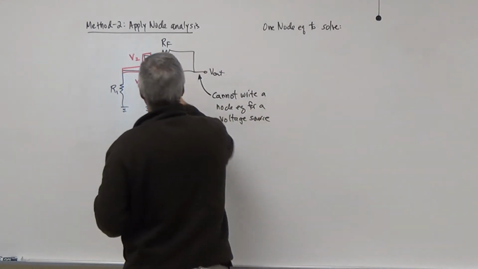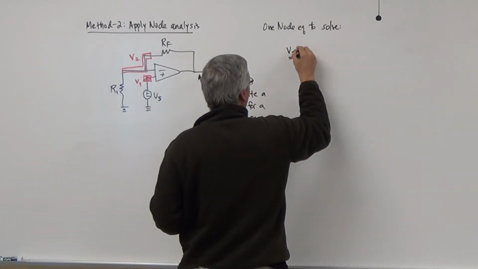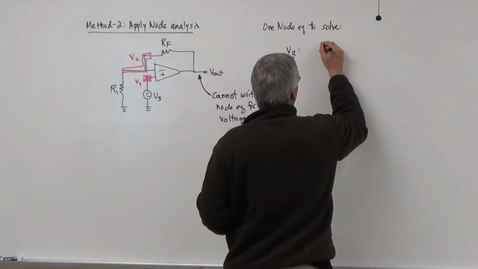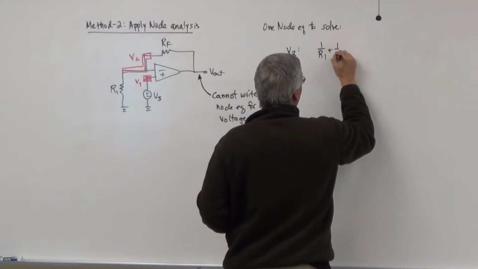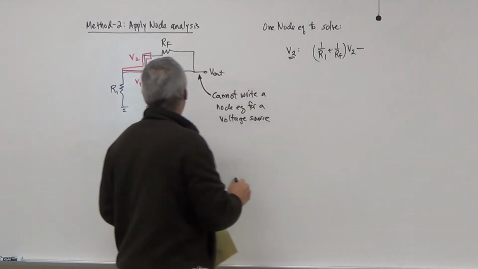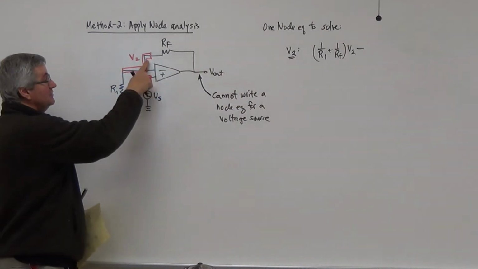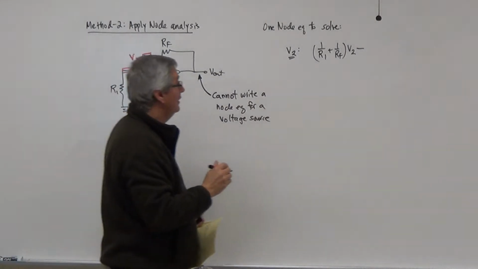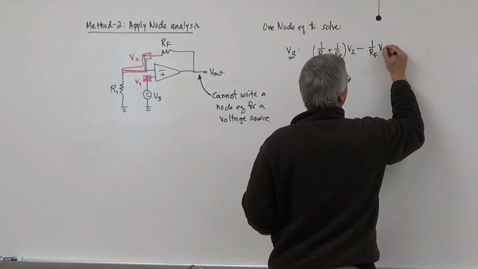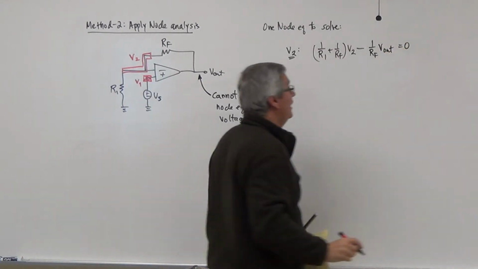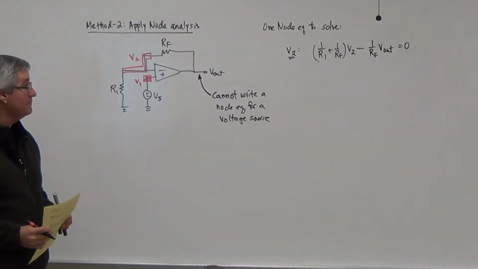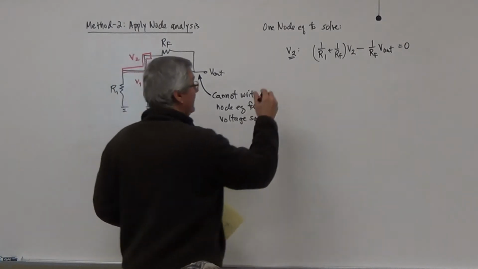So here I go. I'm going to write the node equation for V2. If I write the node, you can see that I have two resistors, so I have R1 plus RF. V2 minus mutuals. Well, one is connected to the ground, and you can see that the other is connected to V out. So then I go 1 over RF, minus V out, equals 0. Now that I have this node equation, what I do then is apply the ideal model or the ideal conditions.